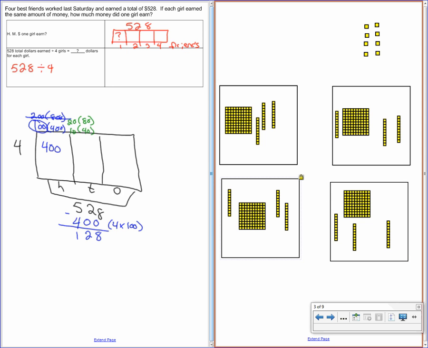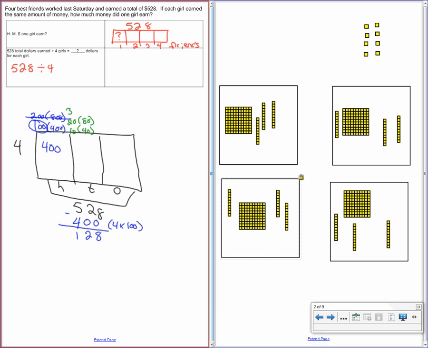3 tens is worth 30, remember? If I give each group 30, I used 120. Well, if I did 40, it'd be 160, but look, I don't have any more tens to give away, so I might as well just stop there. Okay, so I did give each group 30. Now it's worth 120. Remember that 120 is 4 times 30. Subtract it. I have 8.